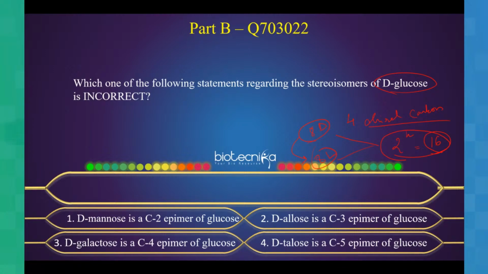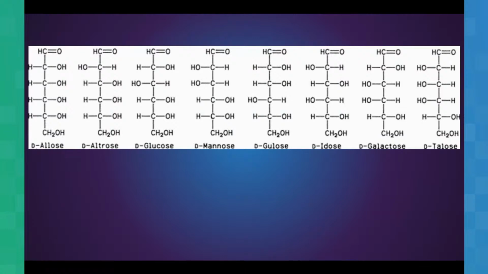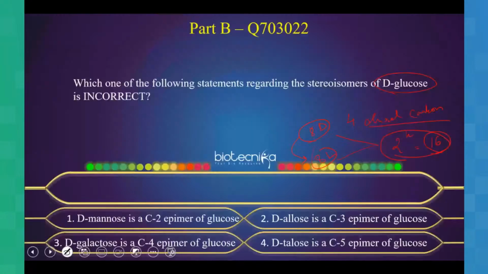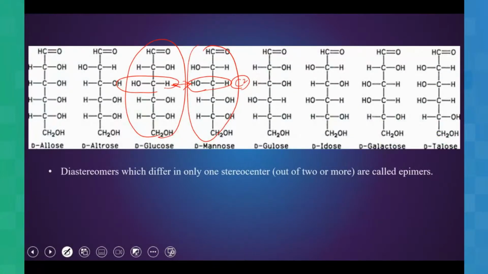So first you have to know the isomers, and then you can find out which is of what. For this, I will not say it was an easy question, because generally people will not remember the structure of the isomers. But what most people might know is that mannose and glucose are isomers which differ in their configuration around only one carbon, that is the second carbon. So these are what are called epimers. Epimers are diastereomers which differ only in one stereocenter out of two or more.